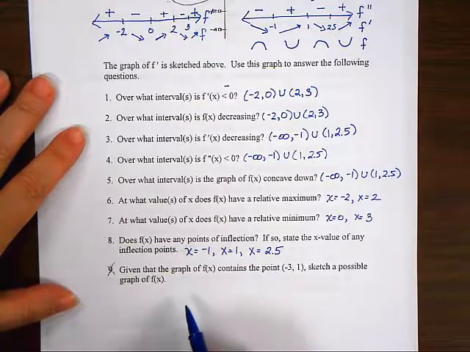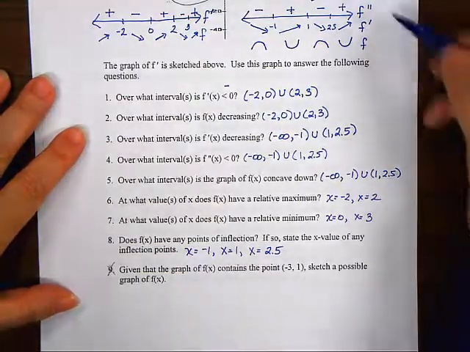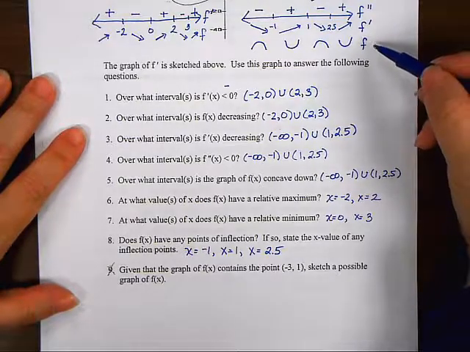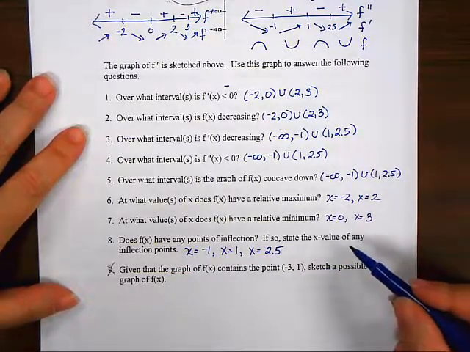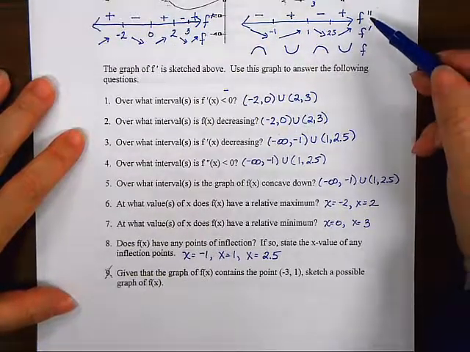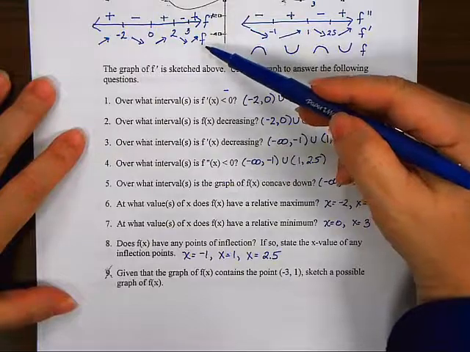The final question is something that I will cover in a later lesson on how to take these number lines and sketch a graph based on what you have right here. But for now, I want to focus on just this kind of information so that you understand the relationship between the double prime, the prime, and f, both in this kind of number line and this kind of number line.